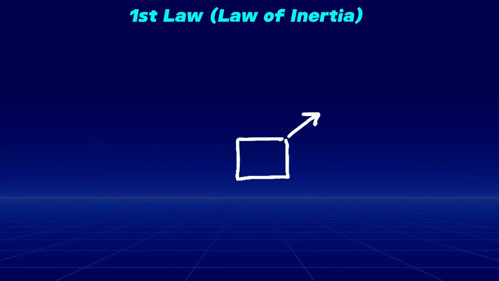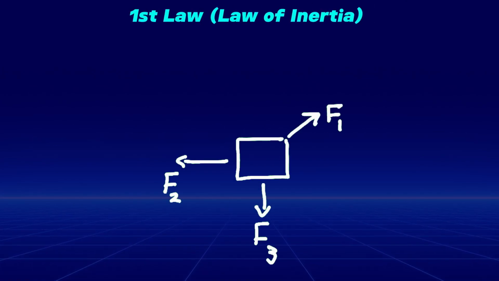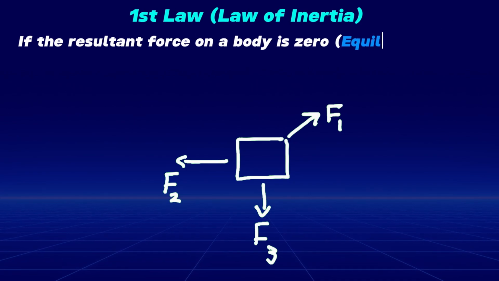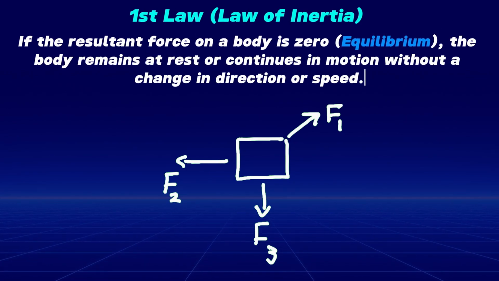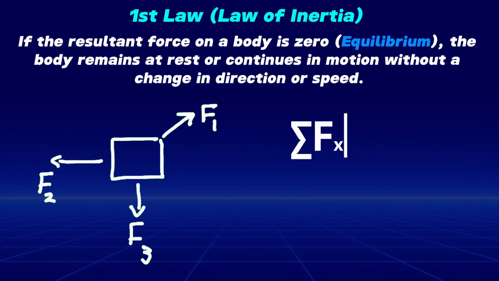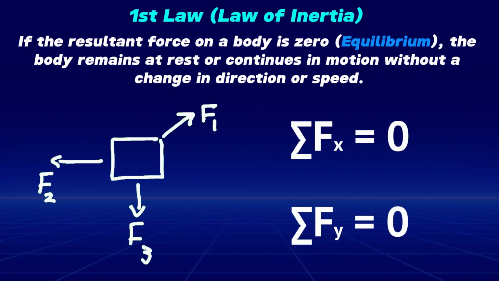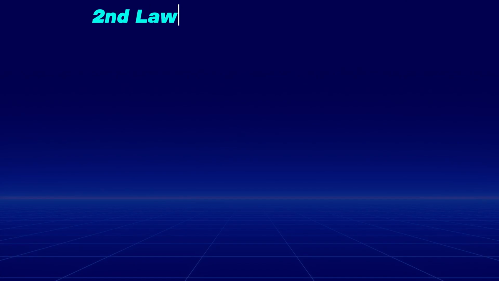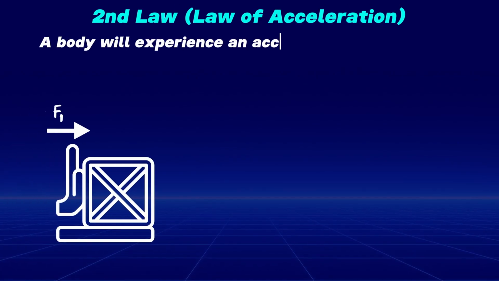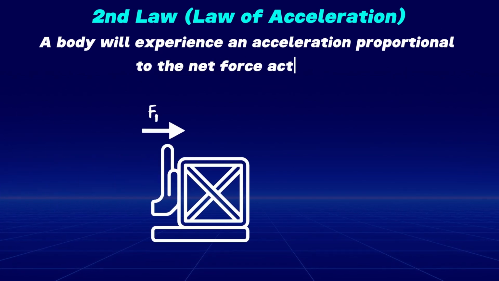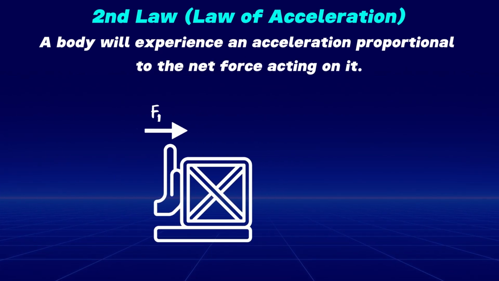The first law, or the law of inertia, states that if the resultant force on a body is zero, the body remains at rest or continues in motion without a change in direction or speed. This can be expressed as sum of F equals zero. The second law, or the law of acceleration, states that a body will experience an acceleration proportional to the net force acting on it. This is described by the following equation.